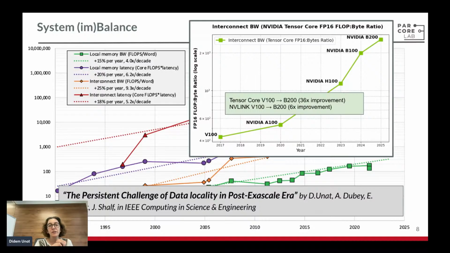So I also try to plot the same version of John McAlpin's system balance or imbalance for NVIDIA GPUs. This is Tensor Core FP16 flop to byte ratios. Again, on the x-axis, we have the year. On the y-axis, I plot the flop to byte ratio.